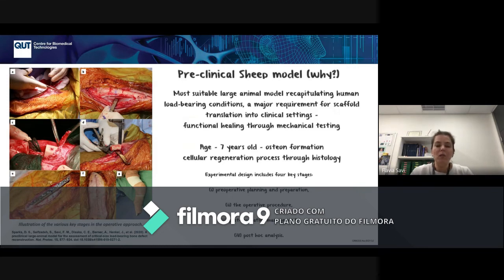This preclinical model follows 4 stages: the pre-operative planning and preparation, the operative procedure, the post-operative management, where the sheep are going to be kept, using slings so they would not be having too much load, and also the post hoc analysis. How do we analyze these defects after the time point has been achieved?